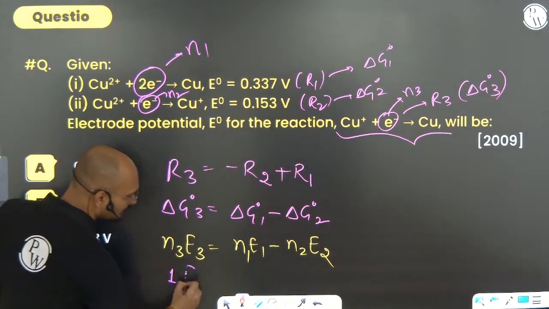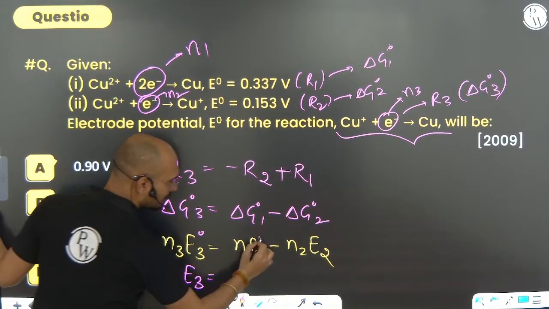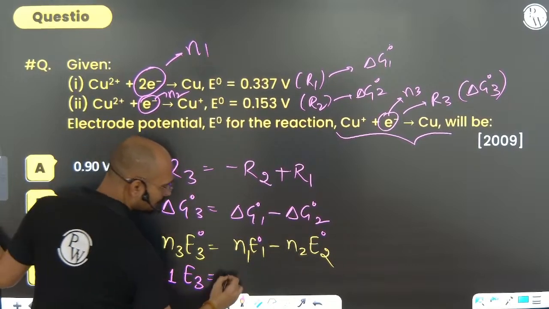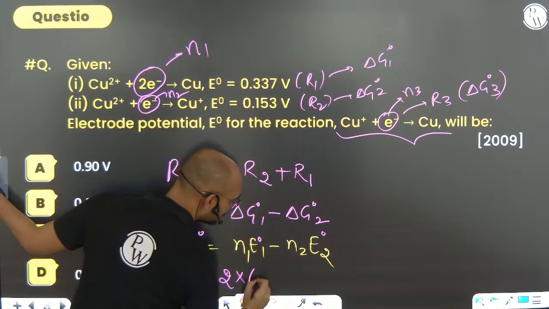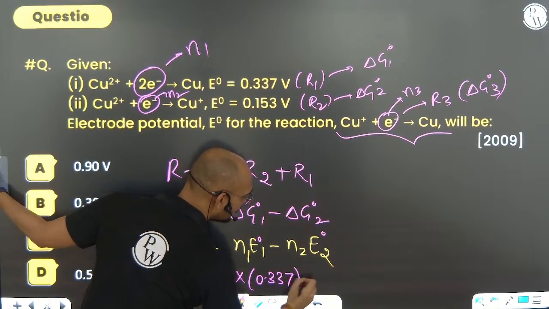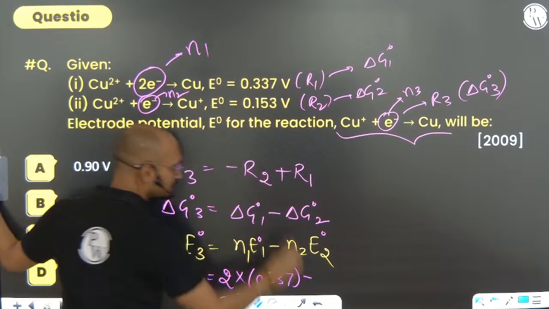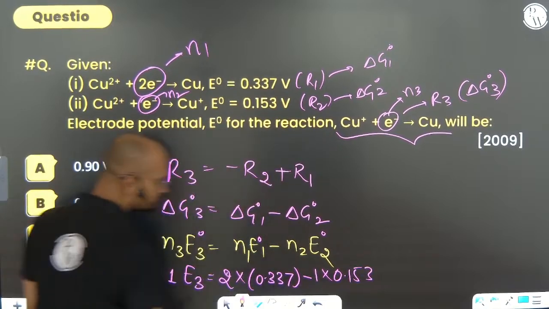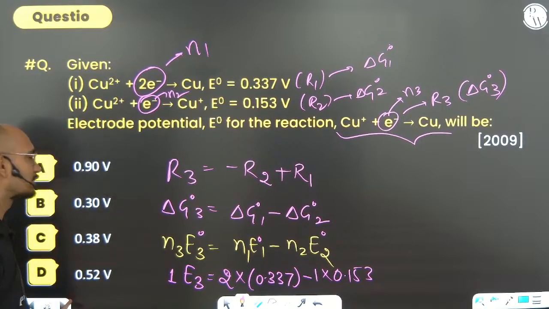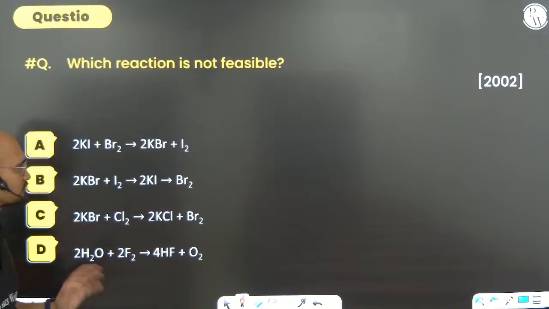So 1 into E3 equals n1, whose value is, sorry, 2, into E1, whose value is 0.337, minus n2, whose value is 1, into E2, whose value is 0.153. Please solve it and get the answer. Okay, not a big deal, just solving part.